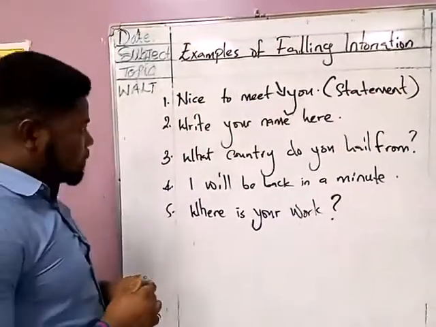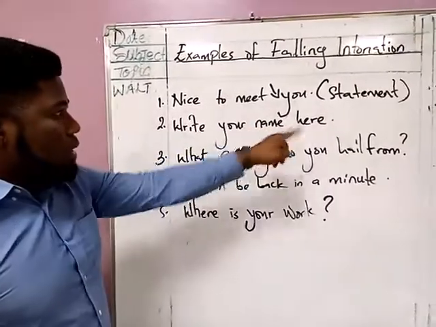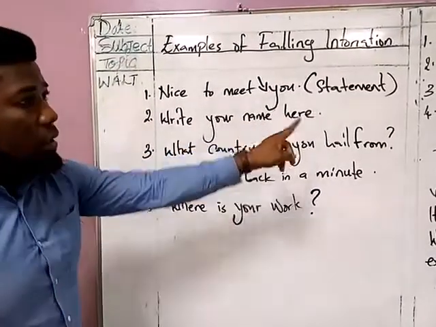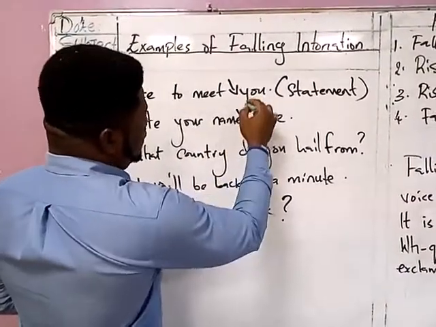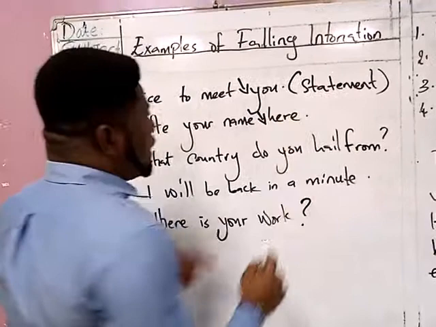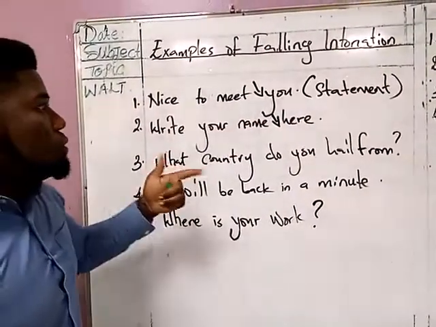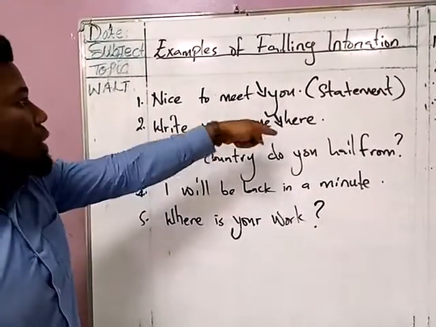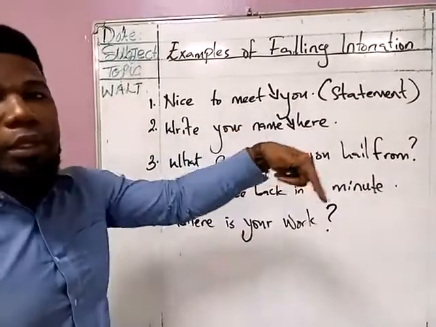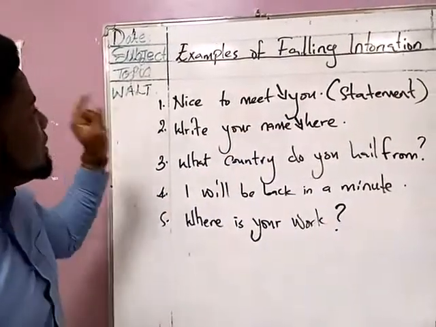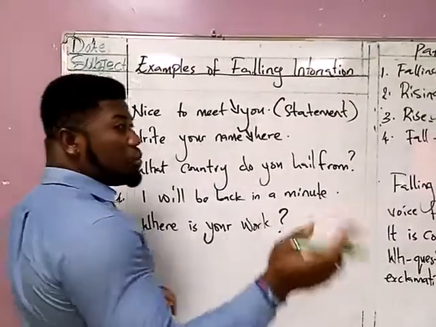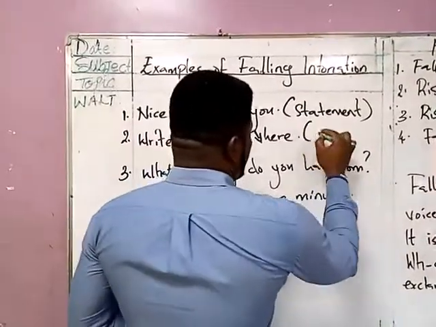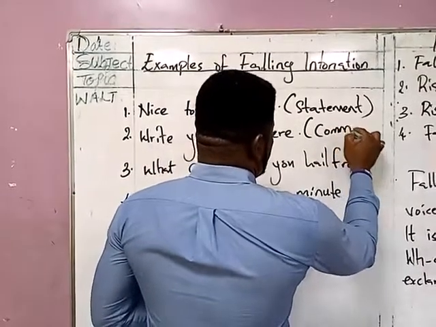Two, write your name here. So this is also an example of falling intonation. In here, you could observe that the voice or the pitch is going down. And this sentence can be classified as a command, a polite command.